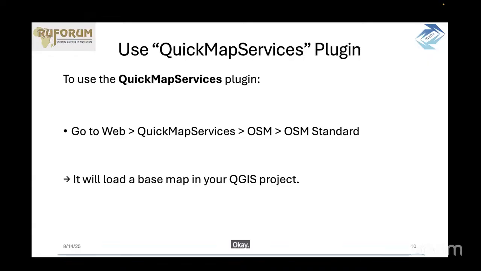So how do you use this QuickMap plugin? To use your plugin, now you go to the web, you click on QuickMap Services, you go to OSM, and you click on OSM Standard, and that will basically be your library. So what will it do? It loads your base map in your QGIS project. Okay.